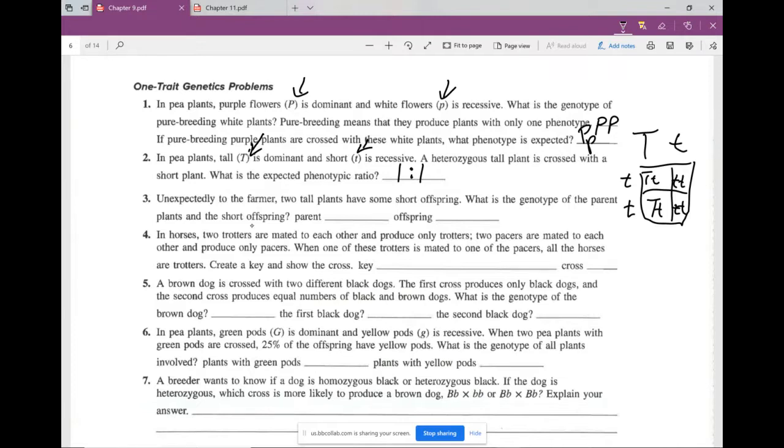Unexpectedly to the farmer, two tall plants have some short offspring. What is the genotype of the parent plants and the short offspring? Well, the short offspring are going to be little t, right? We established that you can only be short if you're homozygous recessive. Now, the only way you can get homozygous recessive offspring is if you have parents that are heterozygotes. All right, big T, little t. If both parents are big T, there's no way that you can get the recessive form.